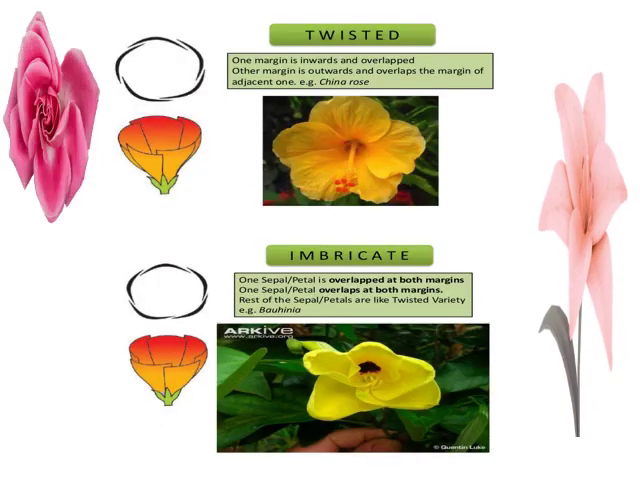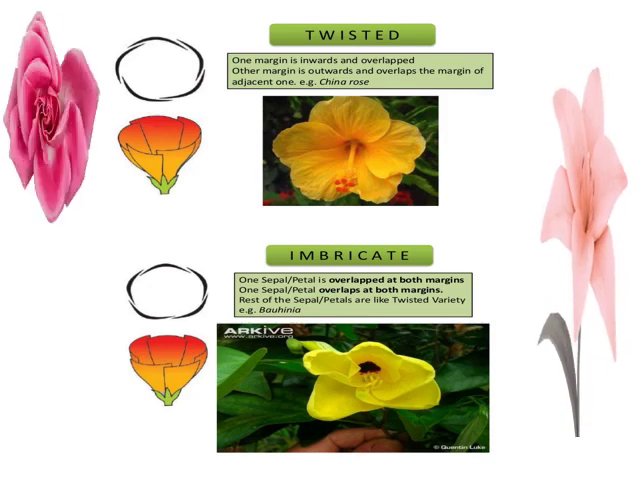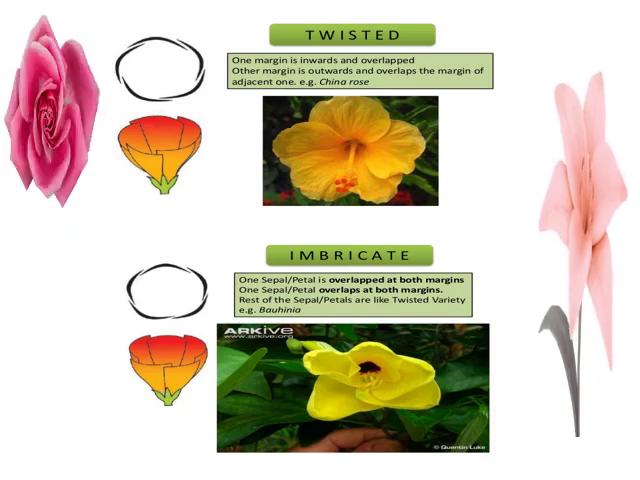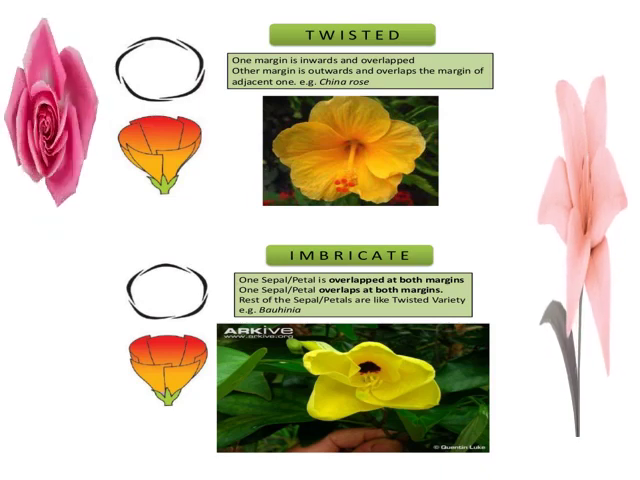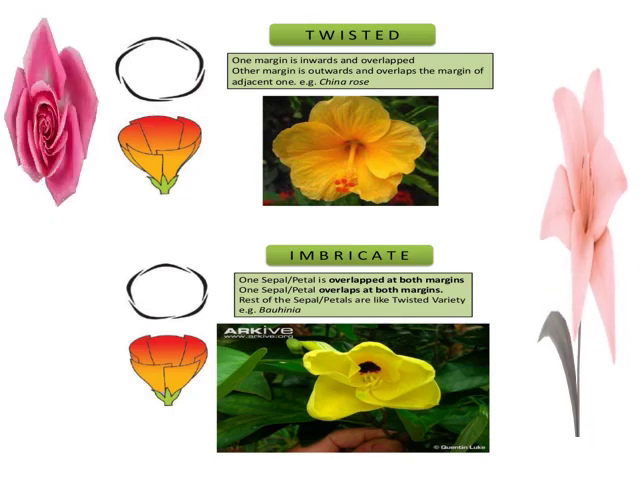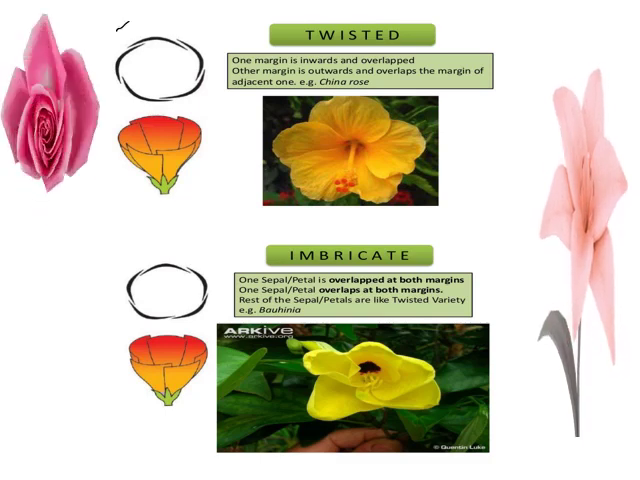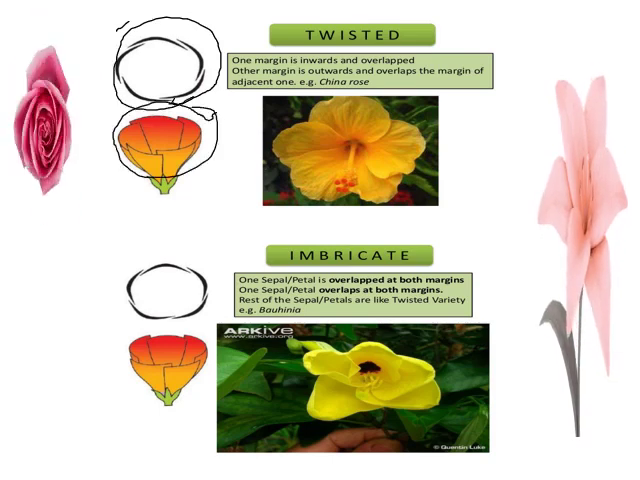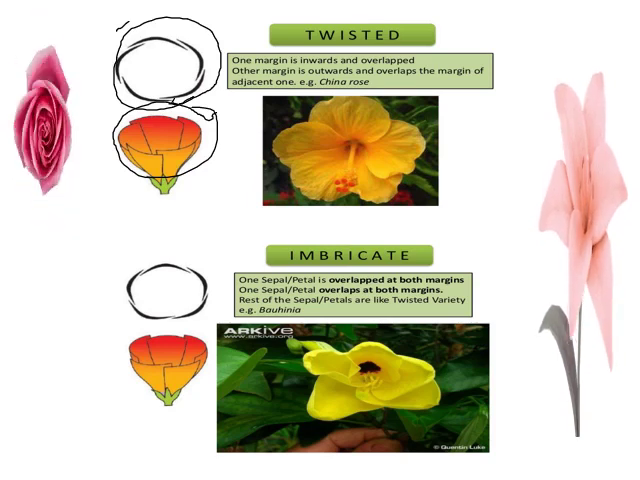The next one is twisted estivation. In this estivation, one margin is inward and overlapped, the other margin is outward and overlaps the margin of the adjacent one, as you observe in this case, or as in this case. So this type of estivation or arrangement of petals, we call it twisted.